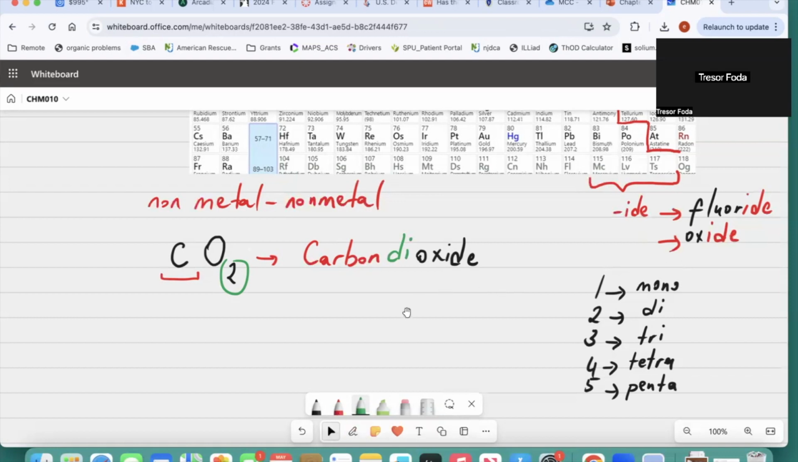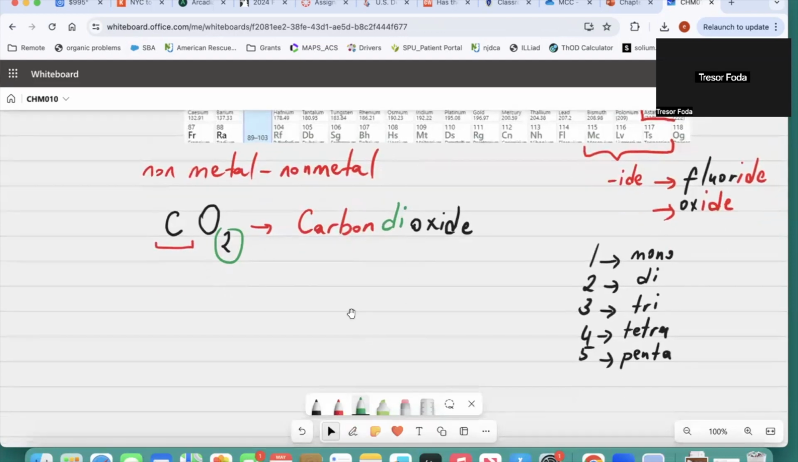Okay? Very good. Let's do one more example, because there are a couple of things I want to emphasize more. Let's take a look at CO. Based on what we learned so far, how would you name this? The first one is carbon. Very good. Carbon monoxide. Okay, carbon monoxide, very good.